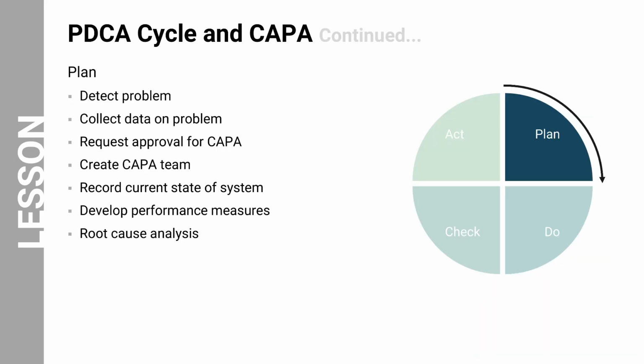First, the plan portion of the cycle must start with the identification of the problem. After the problem has been identified, data must be collected and analyzed to determine the severity of the problem and whether or not it should be addressed. If it should be addressed, then a set of expected goals should be developed by the CAPA team. Next, the problem must be documented and analyzed through root cause analysis to determine the true cause of the problem.